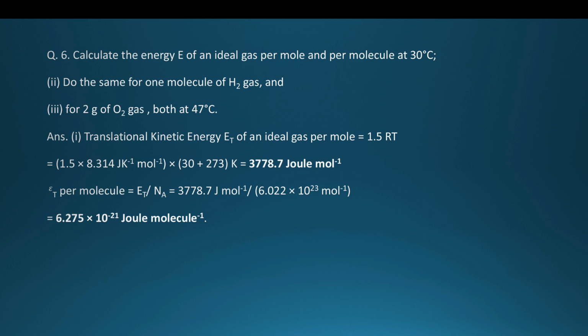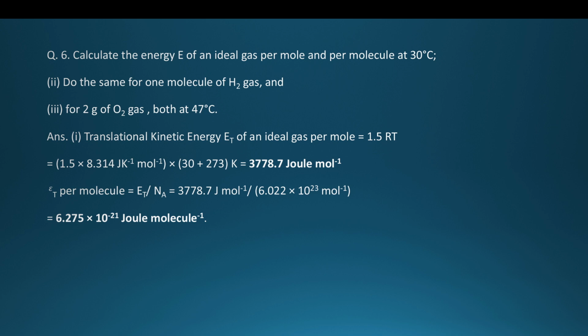Translational kinetic energy of an ideal gas is given by 3/2 RT, where R is the universal gas constant and T is absolute temperature. When we put the values of R and T in the equation, the result comes out to be 3778.7 joule per mole. You can convert it into kilojoule by dividing by 1000.